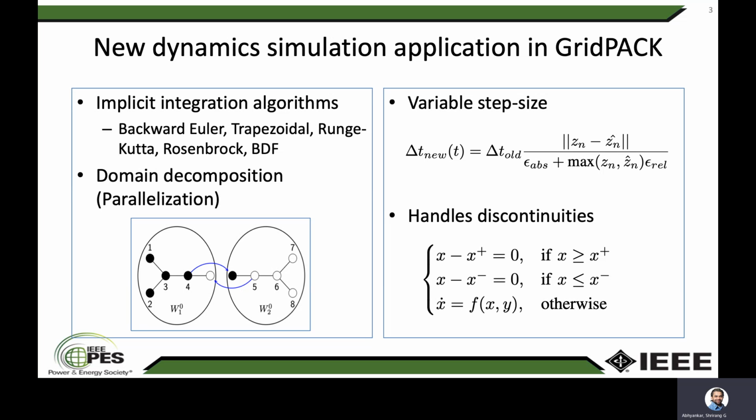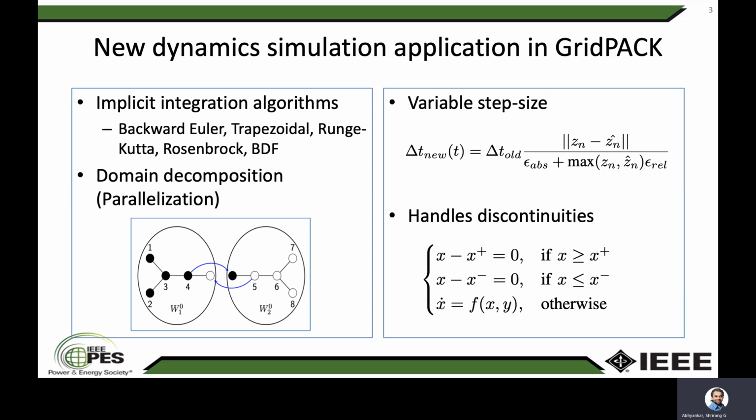We have interfaced the implicit algorithms from the PETSc libraries, and that range from having just a simple first order backward Euler or a second order trapezoidal, Runge-Kutta, Rosenbrock, and all the different implicit integration algorithms that are available via PETSc. The new dynamic simulation application is fully parallel.